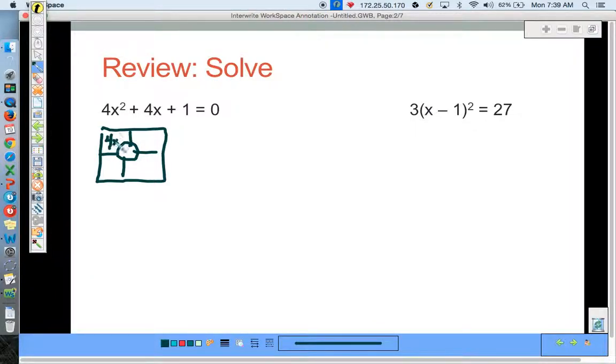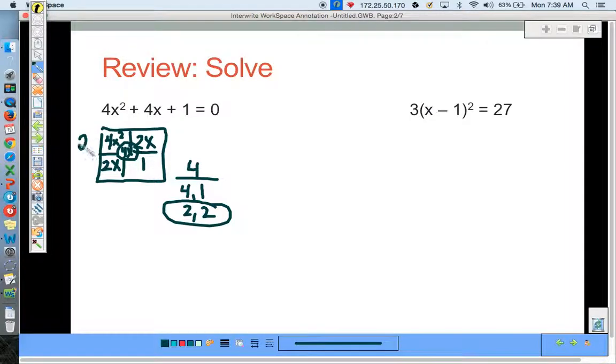So we have 4x squared, 4x and 1. Multiply a times our c value, so 4 times 1 is 4. And we list out those multiples: 4 and 1, 2 and 2. And we're looking for things that multiply to 4 and add to this inner number of 4 as well. So we'll do 2 and 2. So we have 2x and 2x.